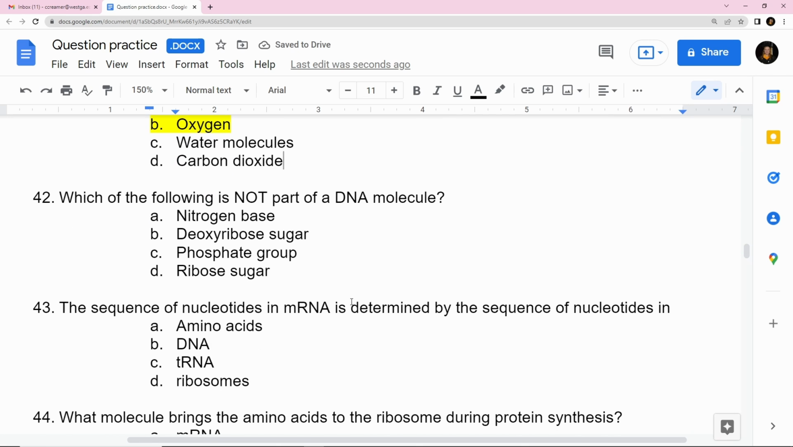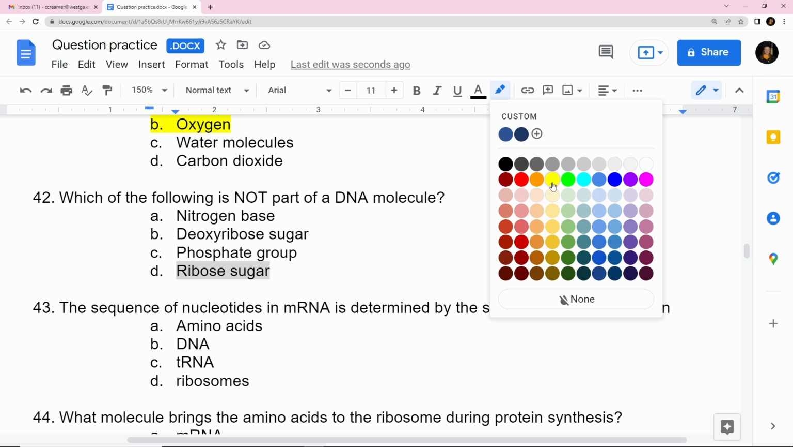Which of the following is not part of a DNA molecule? A nitrogen base, deoxyribose sugar, phosphate groups, or a ribose sugar? If you said a ribose sugar, you would be correct.